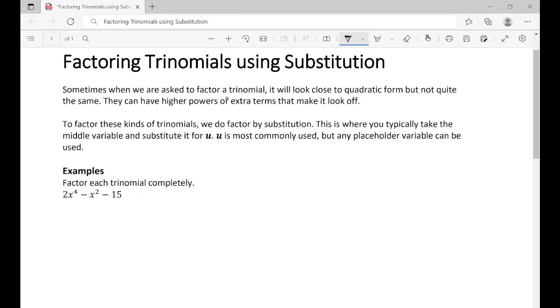Sometimes we are asked to factor a trinomial. It will look close to the quadratic form, but not quite the same. They can have higher powers or extra terms that make it look just a little bit off. To factor these kinds of trinomials, we want to do factor by substitution.